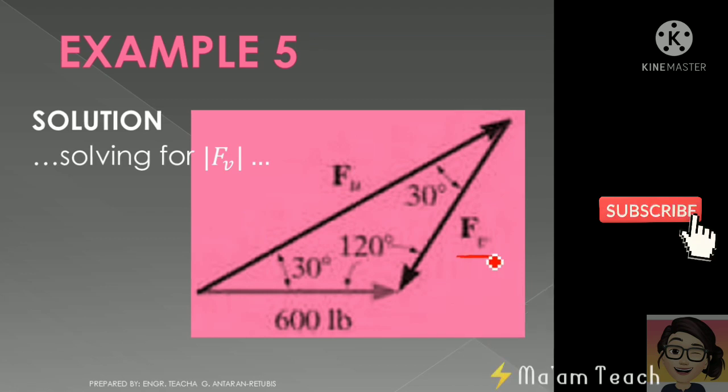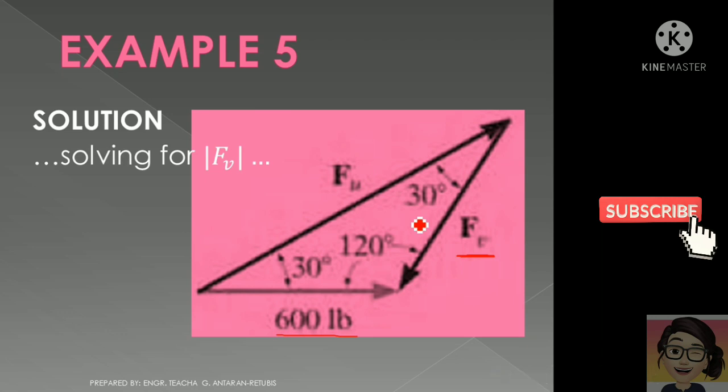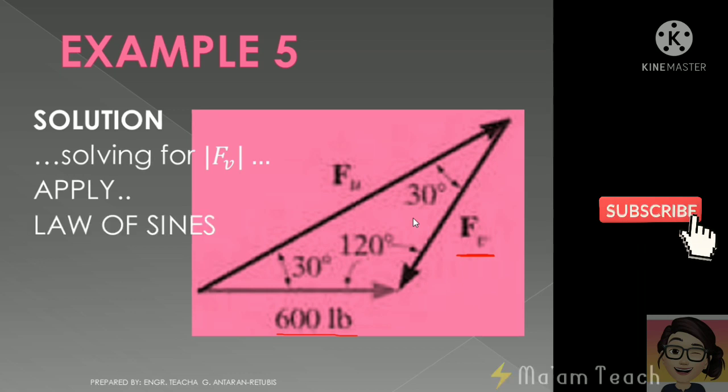Since our target is the side of a triangle and we are given only one side, which is 600 pound, and we have lots of angles here, 30 degrees, 120, 30, another 30 degrees, what do you think? What kind of principle can we apply? Again, our target is a side, we have also one side and lots of angles. So is it the law of cosines or the law of sines? We will apply the law of sines.